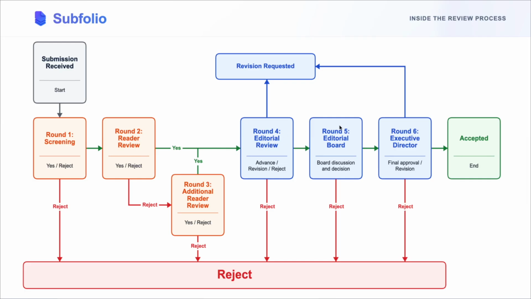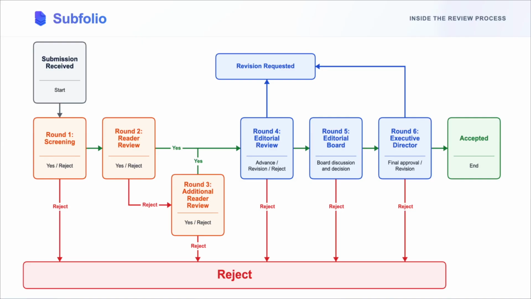When a piece is sent to the editorial board, all of the members of the board are added to the piece and they have a table discussion. If the piece is a fit, then it moves to the executive director. From here, round 5, or here, round 6, the piece can again be sent to revision. From the editorial board, the piece can be rejected, and from the executive director, the piece can be rejected. Finally, if the executive director approves the piece, it's accepted.